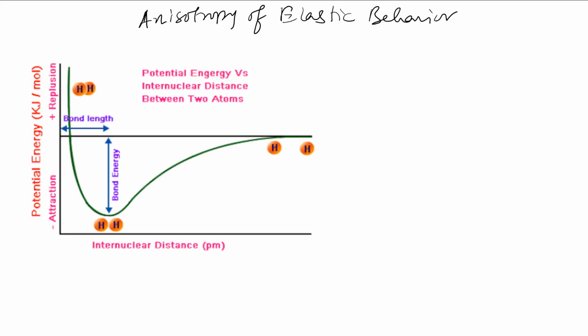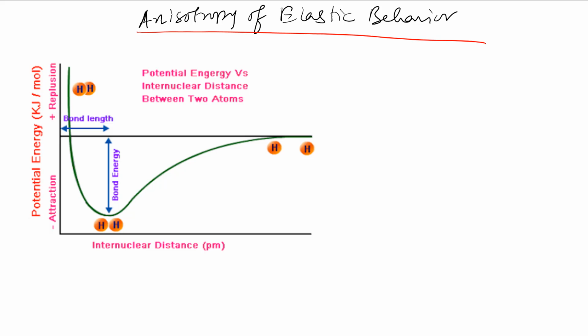Today we will discuss the topic anisotropy of elastic behavior. That means whenever a material behaves elastically, if you apply the force in different directions, then the elastic behavior will be different. That means the elastic constant is different in different directions in the crystal.